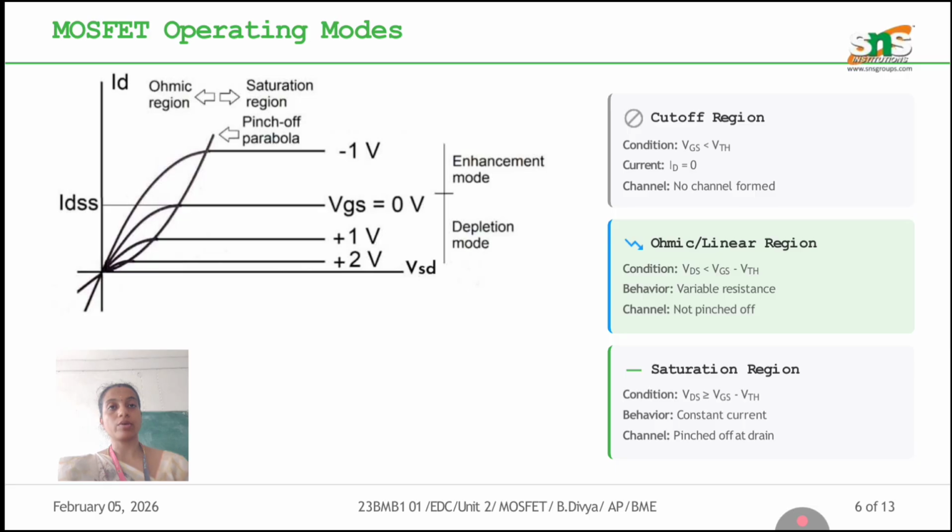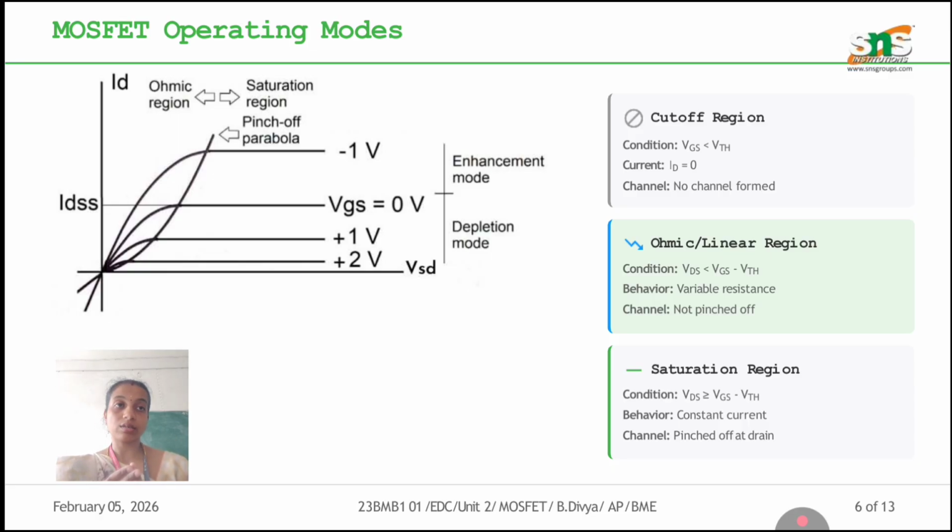In this video, we are going to see about the MOSFET operating modes. What are the operating modes we have and how it is going to be operated. The operating modes we have are the cutoff region, active region and saturation region. We have three types of region. One is the cutoff region, another one is the active region, also called the linear region or ohmic region, and the third one is the saturation region.